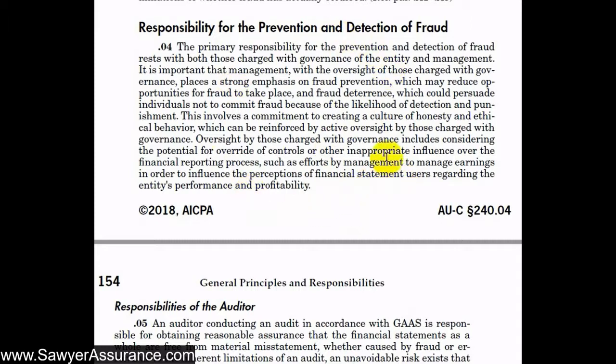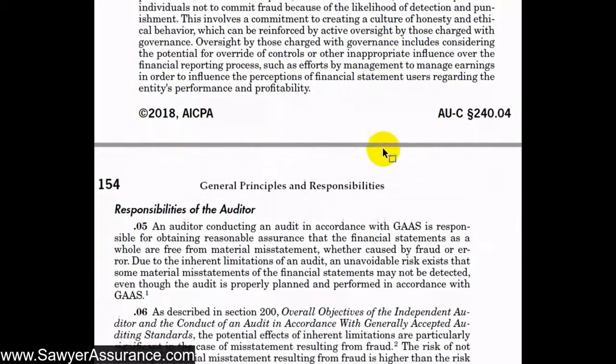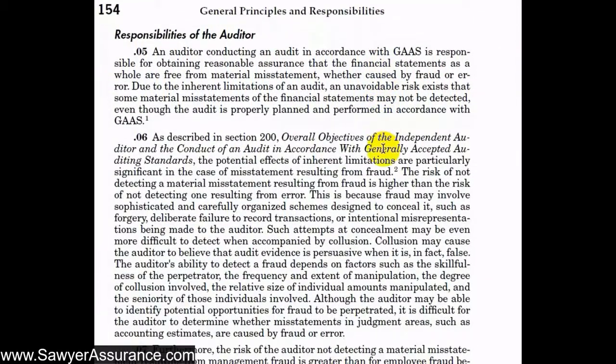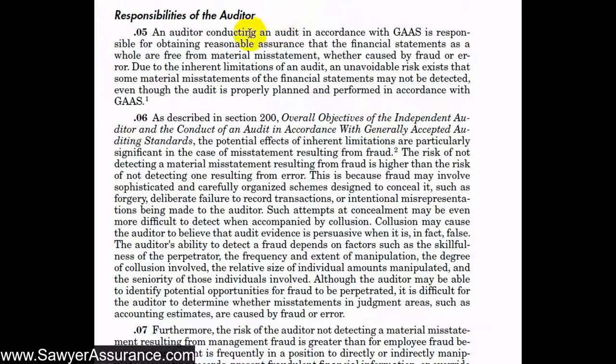Now that we've described a little bit of management's and those charged with governance's responsibility for preventing and detecting fraud, let's discuss the responsibilities of the auditor. As we've said many, many times, the auditor's responsibility is to obtain reasonable assurance that the financial statements as a whole are free from material misstatement, whether caused by fraud or error. It doesn't say that our responsibility is to find fraud. Our responsibility is to find material misstatements that could possibly be due to fraud.